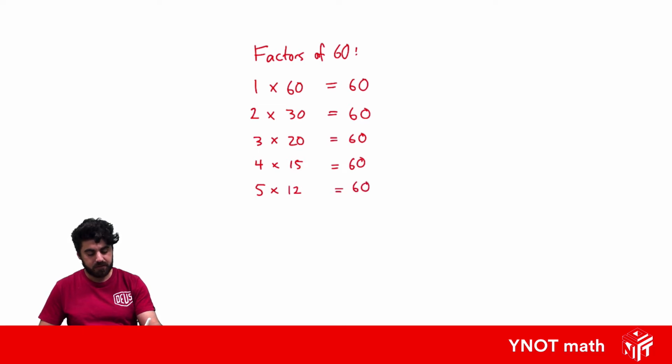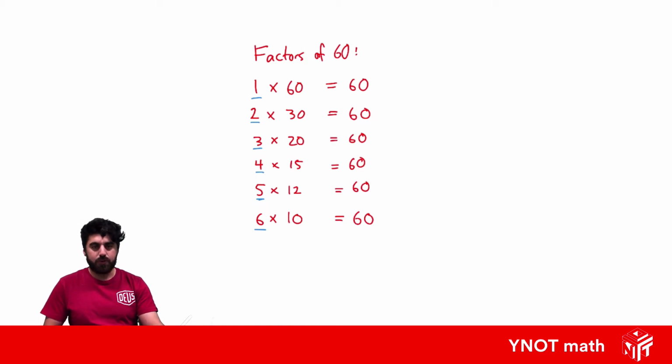And 6 times 10 equals 60. So all of these are factors of 60. But if we look down our left-hand side, we've got 1, 2, 3, 4, 5, and 6, all being factors of 60. And we might be able to conclude that, well, if 1, 2, 3, 4, 5, and 6 are all factors of 60, that every positive integer is a factor of 60.